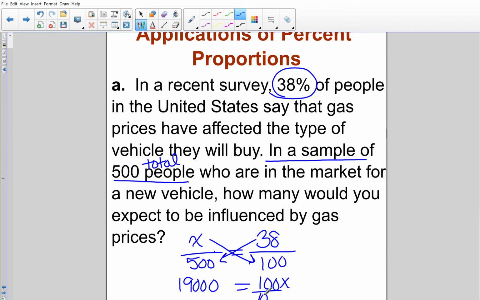So I'm going to divide by 100. So I have 190 people who are going to be influenced out of that survey. Okay?